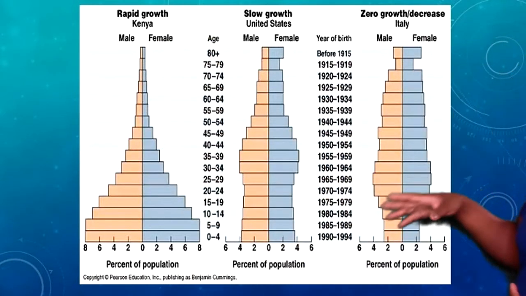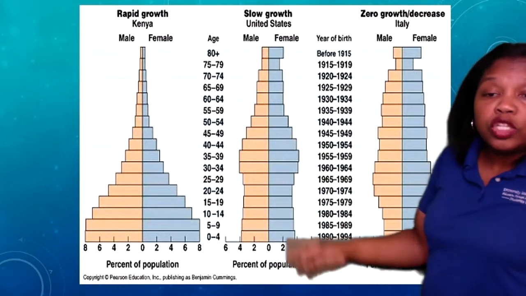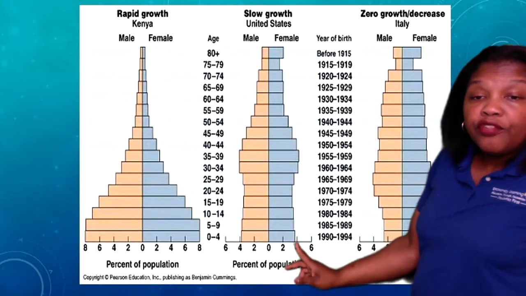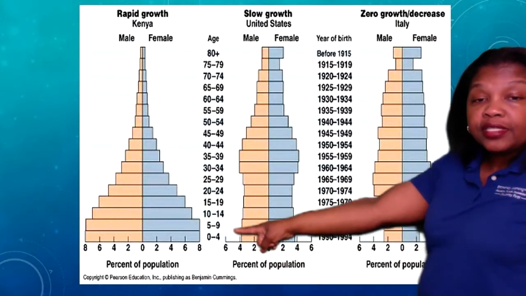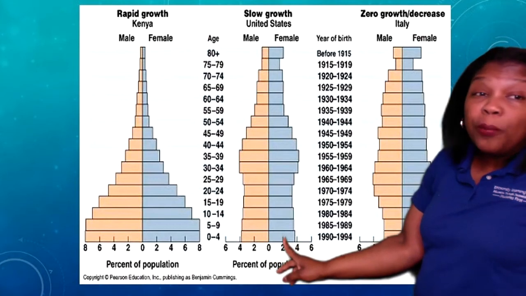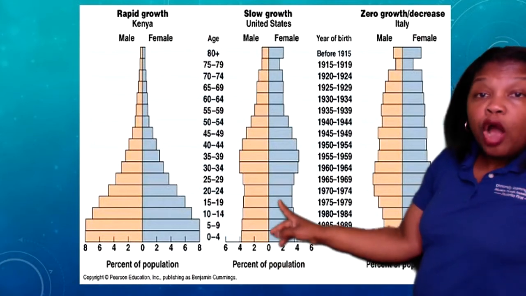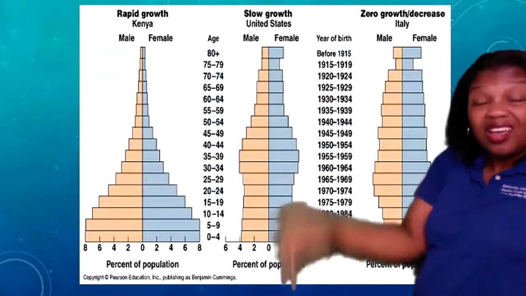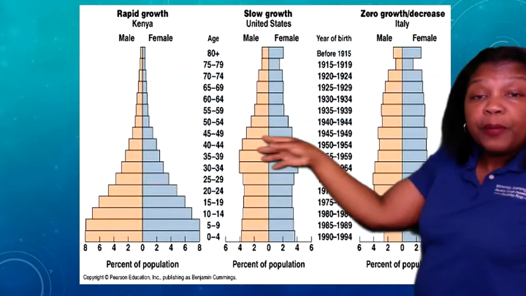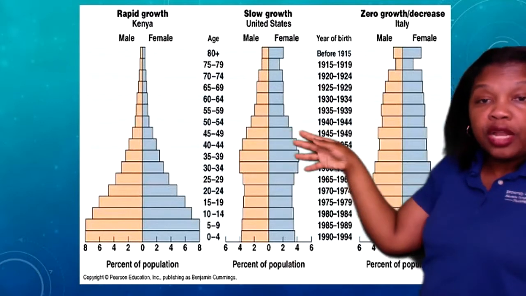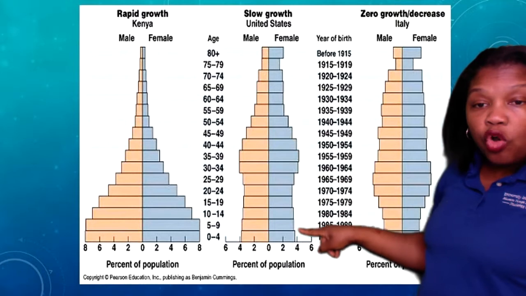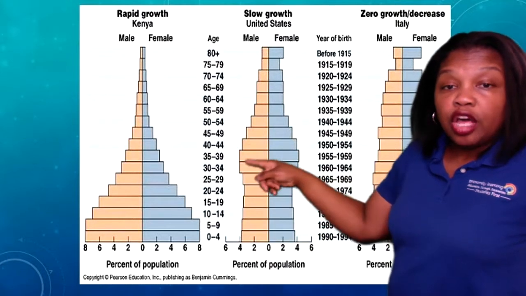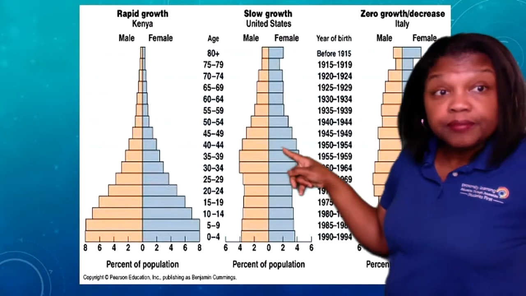Let's look at something like the U.S. Do we have a lot of babies in the U.S.? Look how few, less than 4% in comparison to Kenya. So we're having fewer babies. But are we surviving? Look how many older people we have. Now we do have more people in the mid-range. You see how this part here kind of bubbles out? You see how we have about 4% female, about 4% male in the 30s, 40 range, okay?